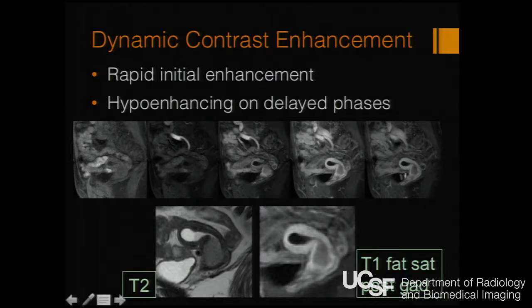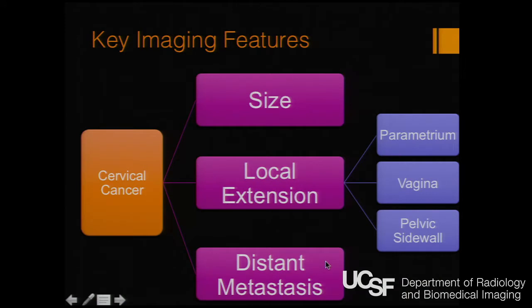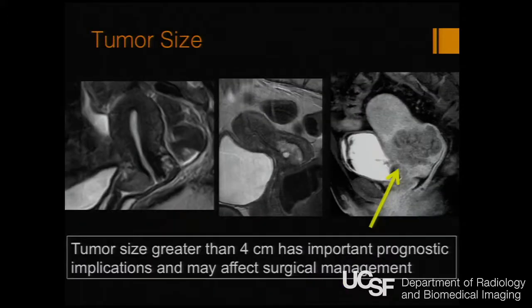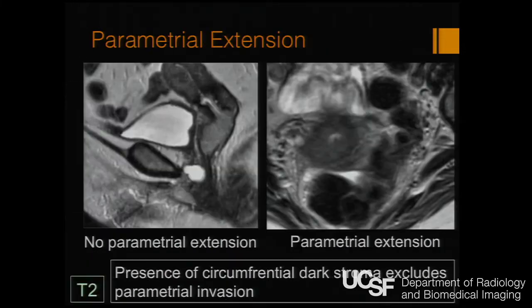And many times we don't see it until, just like endometrial cancer, on a delayed image you have a hyper-enhancing mucosa, cervix, and endometrium, and it looks like a low density mass. Here, the key imaging features, again, are local extension and distant metastasis, but size is also crucial when looking at a cervical lesion, because greater than 4 centimeters actually changes the prognosis, and many times these patients will get preoperative radiation therapy if it's greater than 4 centimeters.